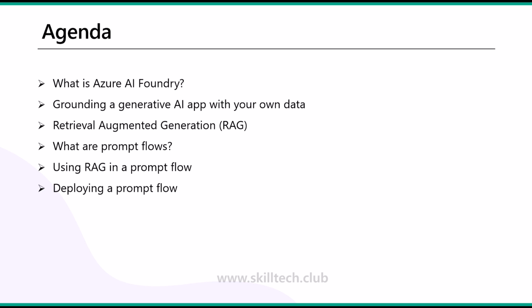Most of the time, people know the Azure AI Foundry portal because that's what they have used for deploying large language models. But in this case, we'll understand Azure AI Foundry with all the aspects, with all the components which it includes. And then after this, we'll move forward to grounding a generative AI app with your own data. So there are various things which you can do with Azure AI Foundry. One of the things is providing grounding data.